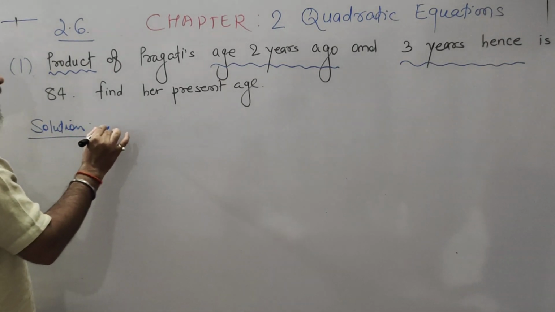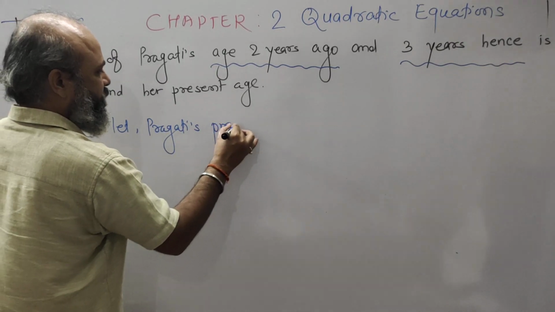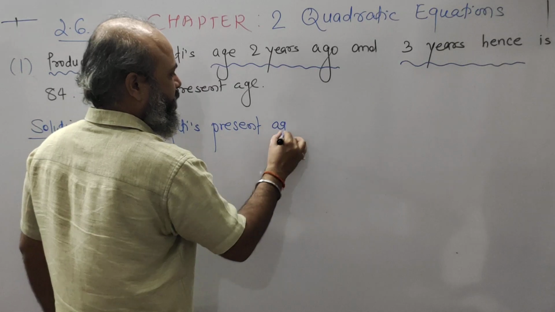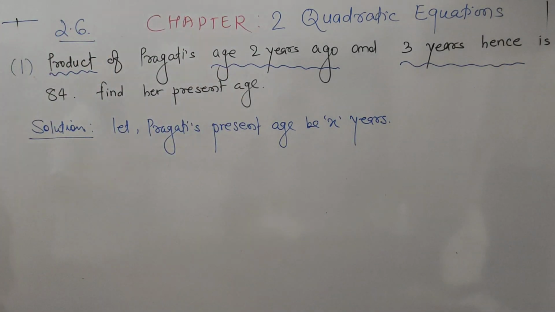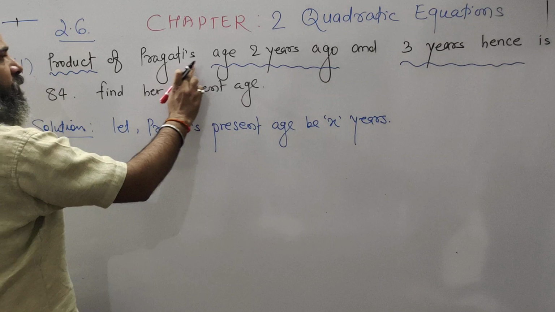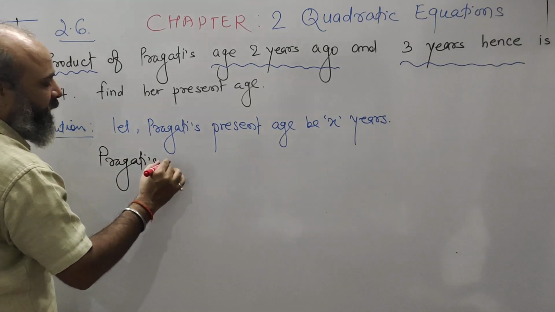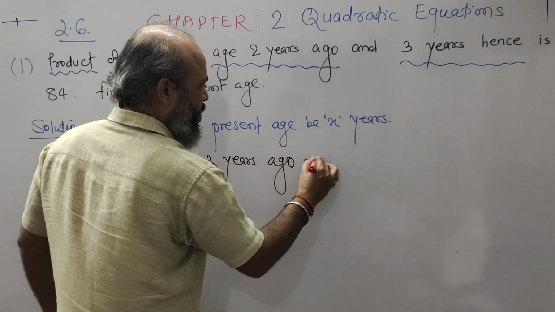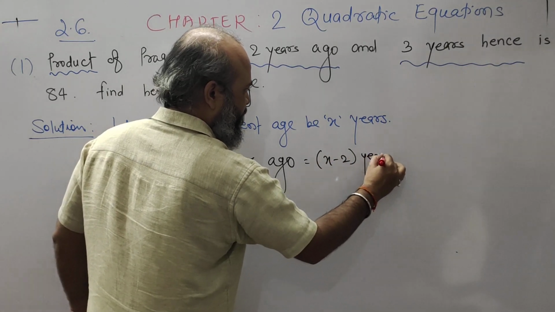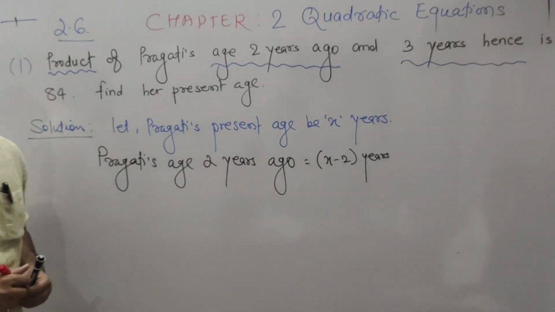So the solution is, let Pragati's present age be x years. Okay, student. Let Pragati's present age be x years. Now, student, Pragati's age 2 years ago. 2 years ago means what, student? x minus 2 years. Right, student? If the present age of Pragati is x years, then 2 years ago it will be x minus 2 years.